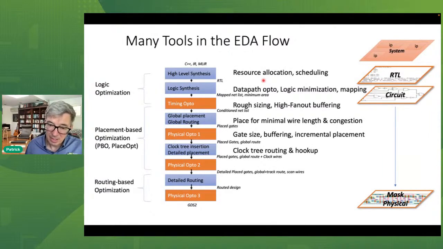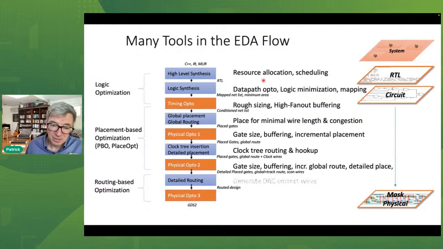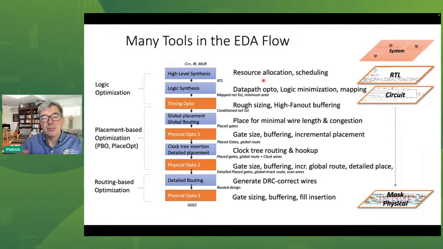Then we add some refinement by inserting the clock tree, and we do a detailed placement, and then again some optimization, and then we do an actual routing, and then again some optimization. So there are many steps in between, and going from the top to the bottom here might take 1.5 weeks if it's fairly large.